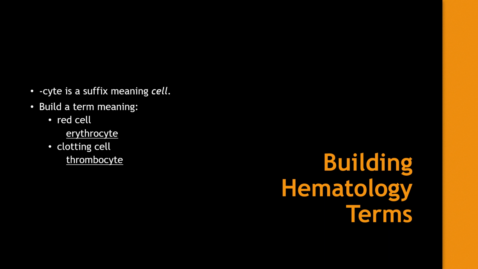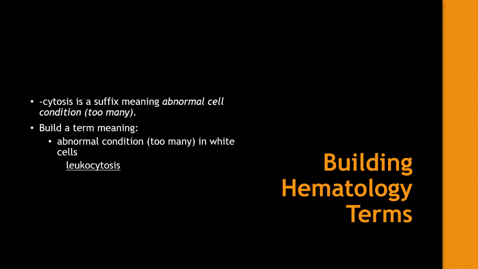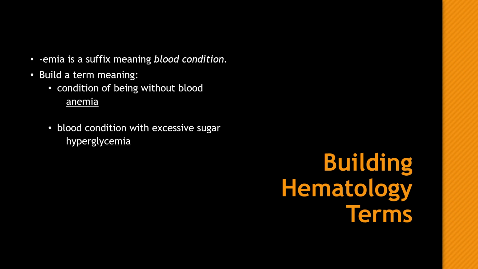Cyte is a suffix that means cell. Build a term meaning red cell. Erythrocyte, clotting cell, thrombocyte. Cytosis is a suffix meaning abnormal cell condition or too many cells. Build a term meaning abnormal condition in white cells. Leukocytosis. Emia is a suffix meaning blood condition. Anemia is a condition of being without blood. Hyperglycemia is a blood condition with excessive sugar.